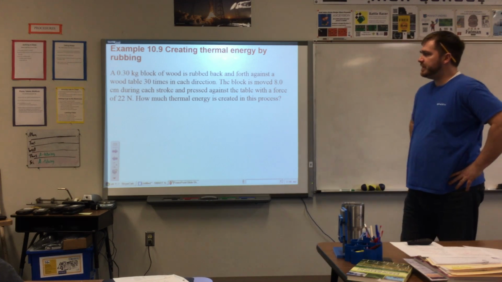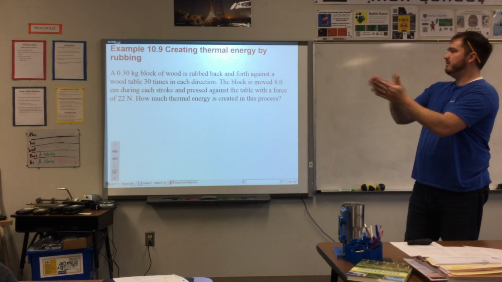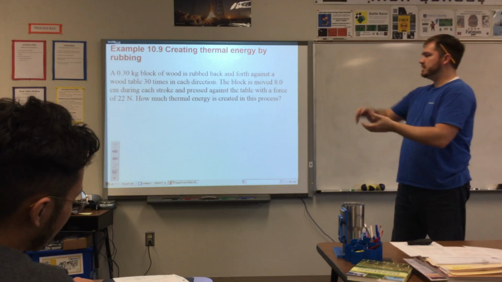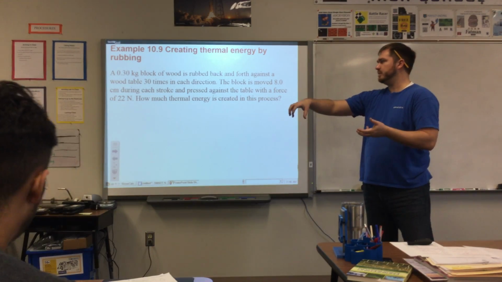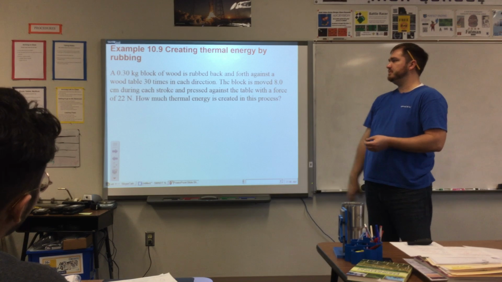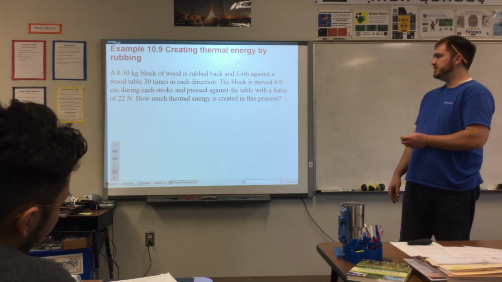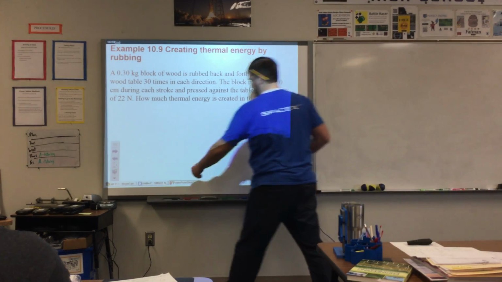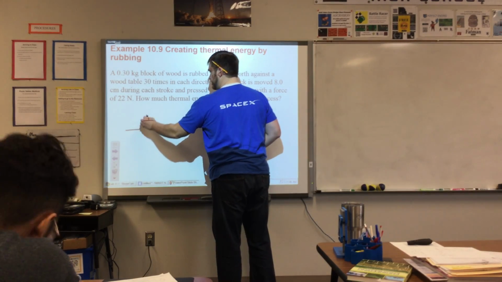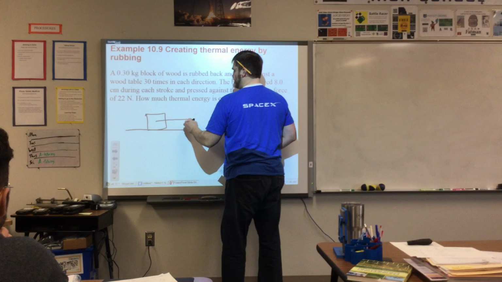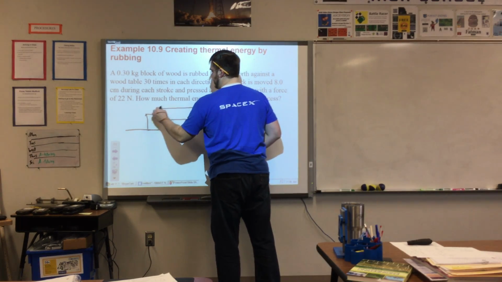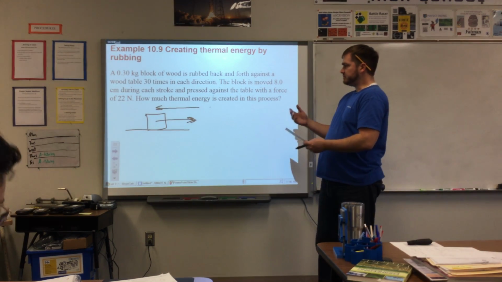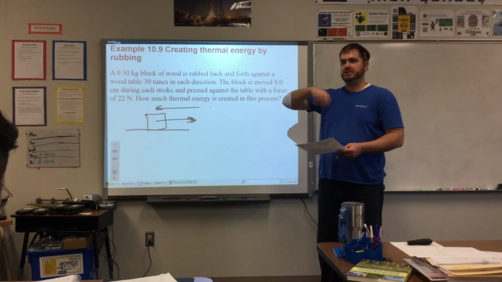This says a 0.3 kilogram block of wood is rubbed back and forth against a wood table 30 times in each direction. The block is moved 8 centimeters during each stroke and pressed against the table with a force of 22 newtons. How much thermal energy is created in this process? Okay, so I want to think about what's going on. We have a block of wood which is being pushed this way, then that way, back and forth, back and forth, 30 times in each direction.